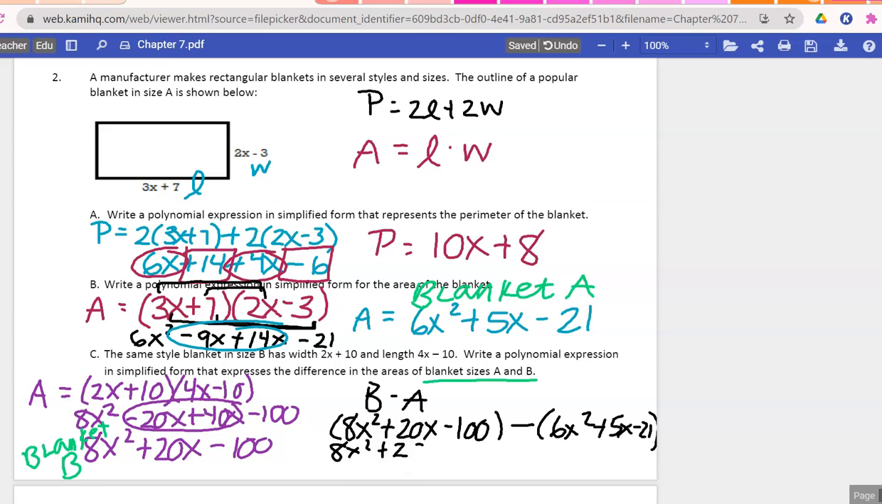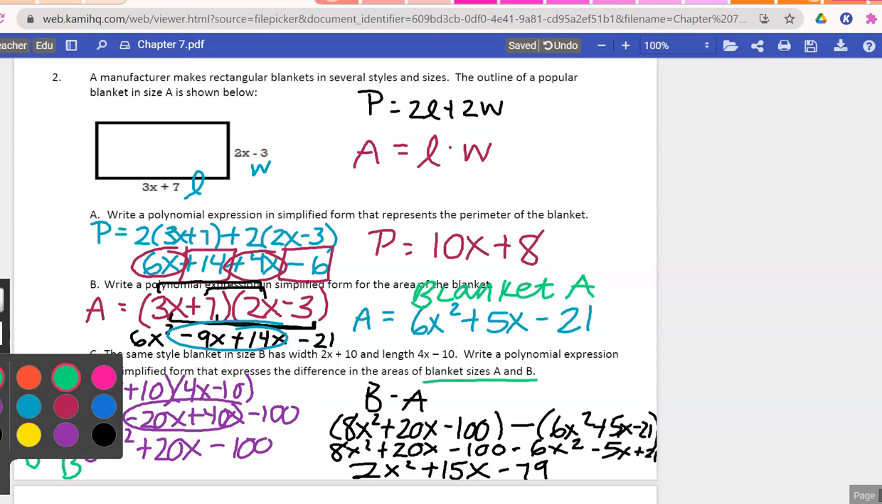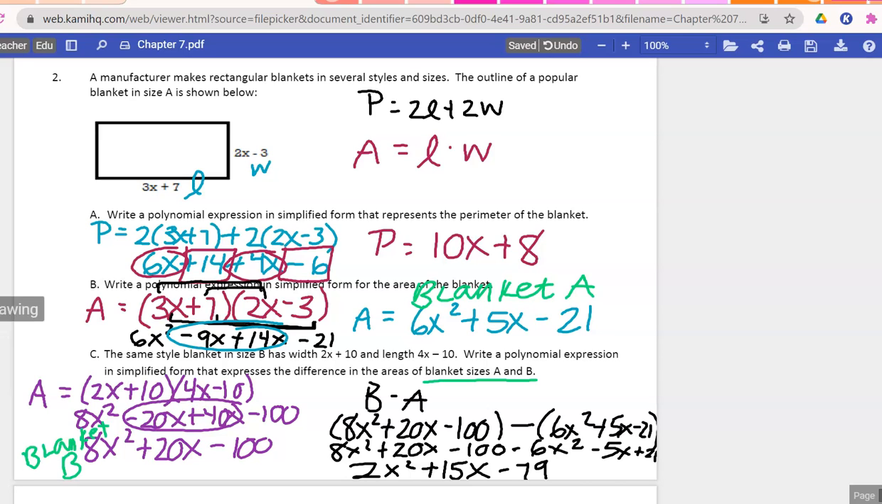So 8x squared plus 20x minus 100 is going to stay. Second set of parentheses becomes negative 6x squared minus 5x plus 21. Combine your like terms. 8x squared minus 6x squared gives you 2x squared. 20x minus 5x gives you 15x. And negative 100 plus 21 gives you negative 79. So the difference in area of those two blankets is going to be 2x squared plus 15x minus 79.